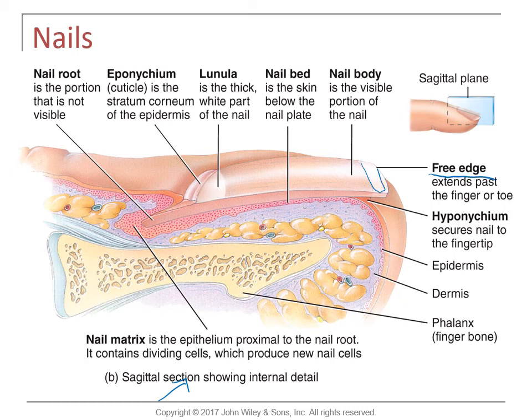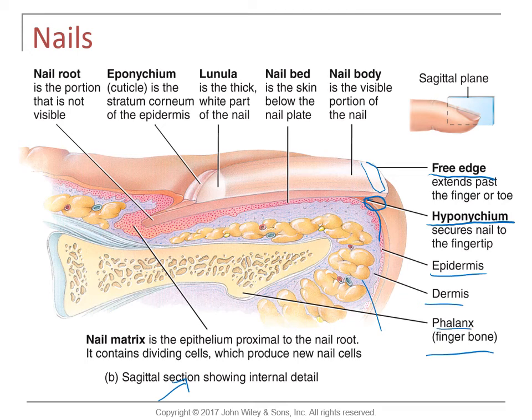Here, this white part extends past the finger or toe. And in the previous figure, we did not see the hyponychium. We said it's here. It's that surface here. It secures the nail to the fingertip. Here we have the epidermis, the outermost layer. We have the dermis, the inside layer. And then here we would have the subcutaneous layer, where we can see those adipose tissues. And then here we have the finger bone. The finger bone, we call it the phalanx.